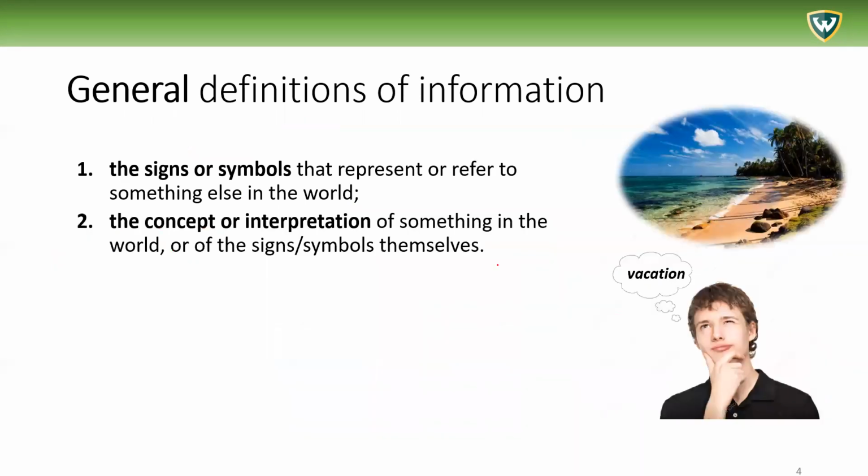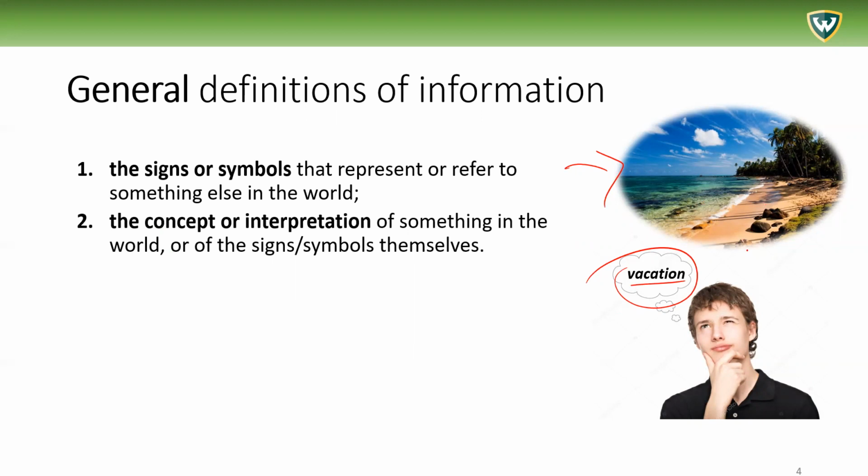Now, another way that people talk about information is as the concept or the interpretation of something in the world. Once again, very broadly stated, any phenomenon or an interpretation of the signs or symbols themselves. So when people are talking about information, often they're talking about that thought itself, that interpretation itself. Sometimes people think about information as the sign or symbol. Take "vacation," a series of letters. This is a kind of sign or symbol that some people may have an interpretation of.